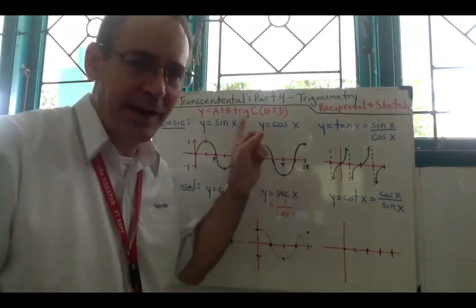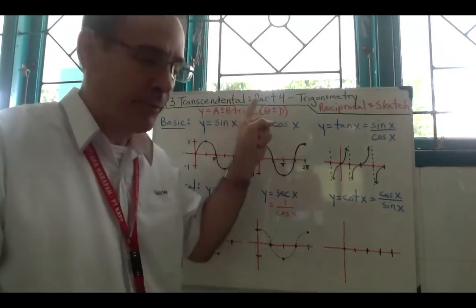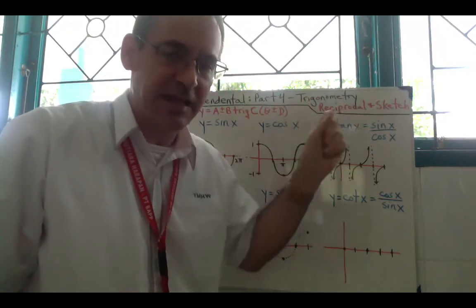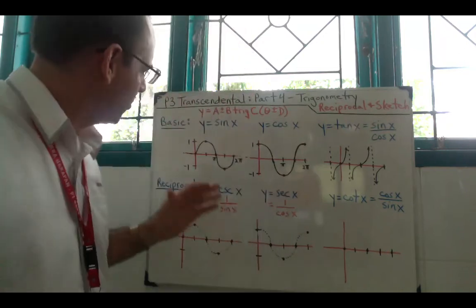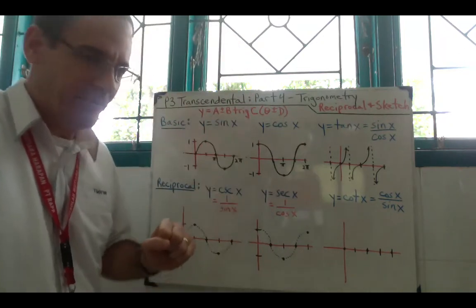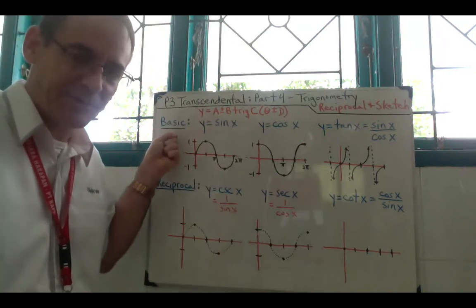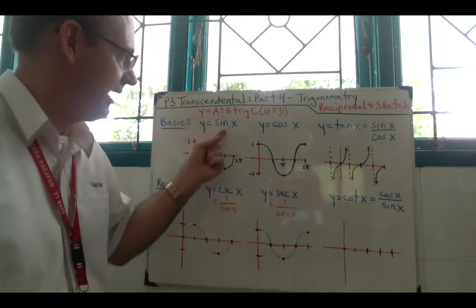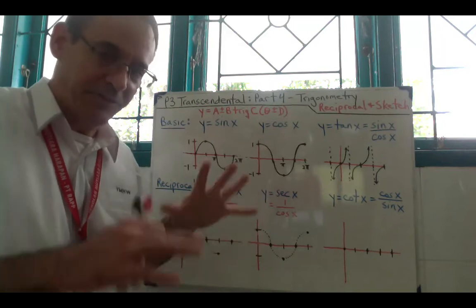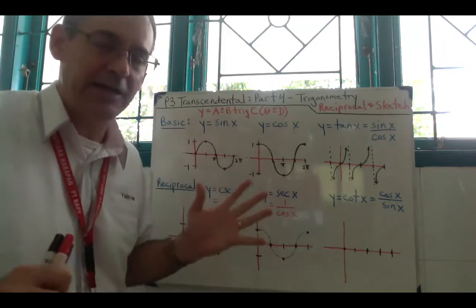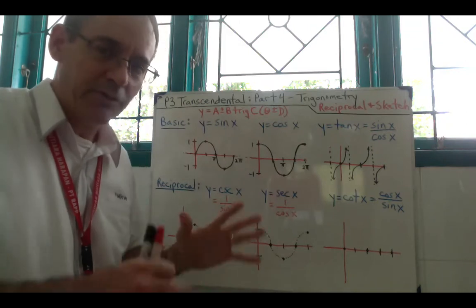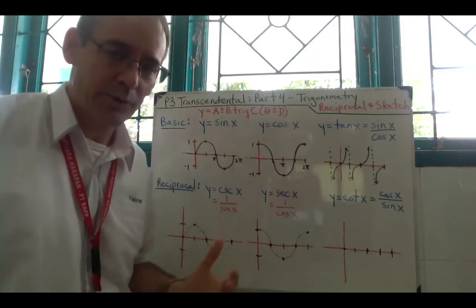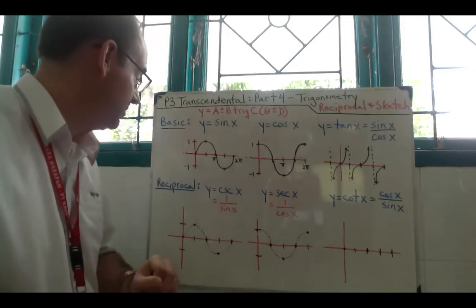Today we want to look at Pure Math 3 Transcendental Functions, Part 4 Trigonometry with a focus on the reciprocal functions and their sketches. So just a little bit of review here. We have our basic trigonometric functions. Of course, the most basic from the unit circle is sine and cosine. From sine and cosine, you can develop the entire trigonometric system. Those are the most fundamental, but we also include tangent when we're referring to the basic trigonometric functions.